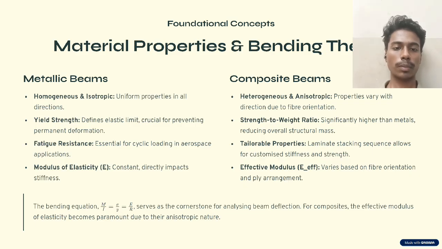Composite beams, however, are heterogeneous and anisotropic. Their properties depend on the fiber and the matrix of the material. This means engineers can customize the stiffness and strength, but the analysis becomes complex. The beam behavior is governed by the equation M/I = σ/y = E/R. For metal, E is constant. For composites, we use an effective modulus which depends on the fiber and the material components.